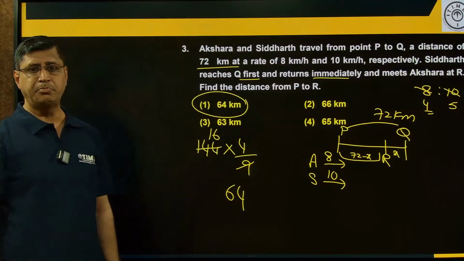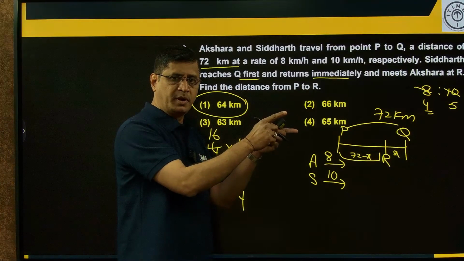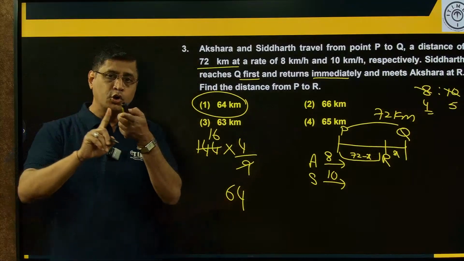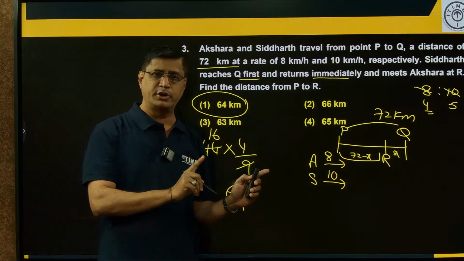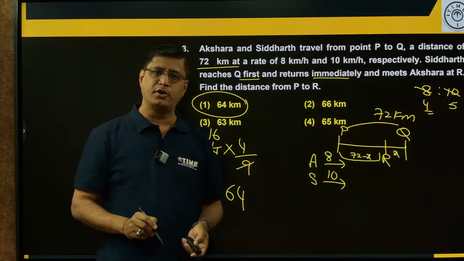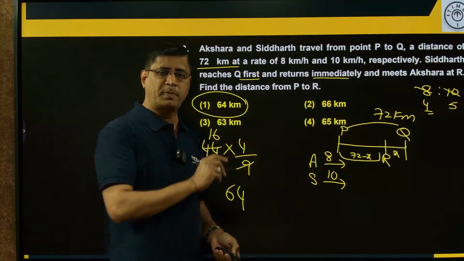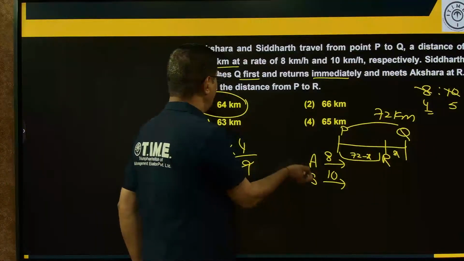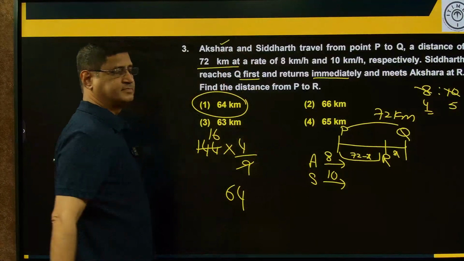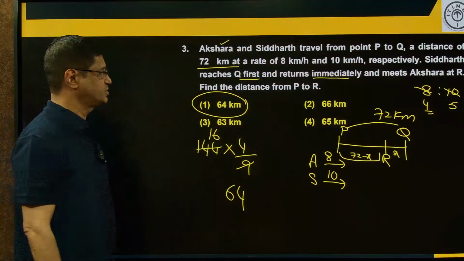The distance between P and R. In forward direction, Siddhartha covered 72 kilometers. In return direction, Siddhartha and Akshara together covered 72 kilometers. Total distance is 72 plus 72, that is 144. Divide 144 based on the ratio 4:5. So 4 parts is covered by Akshara. So Akshara covered 4 by 9 into total distance.